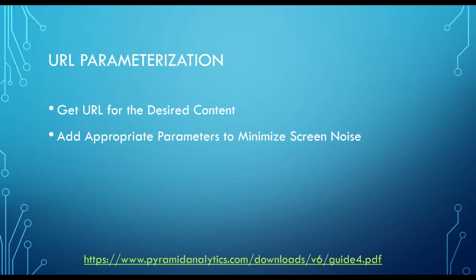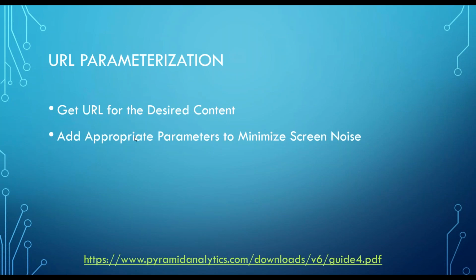All right, step number 3 is something called URL parameterization. So in order to access BI Office content on a public website, you need to have access to the URL for that specific piece of content. So what we're going to do here is see how we get the URL for the content we're interested in, and then you want to think about adding some additional parameters to the URL to minimize the screen noise. I'll talk about that in a second.